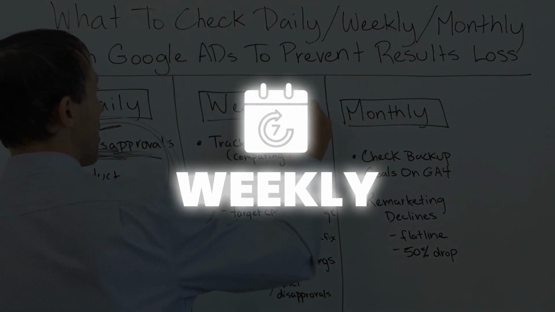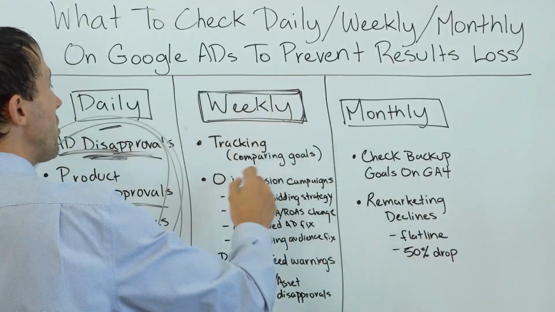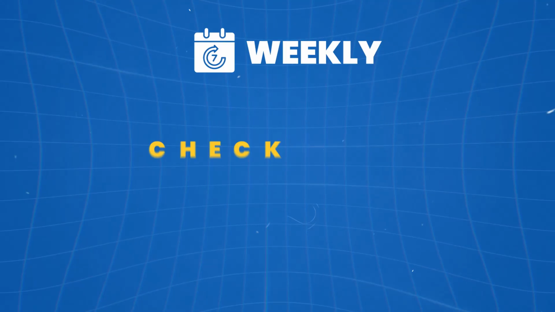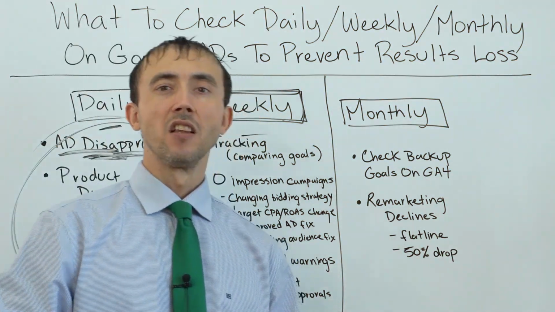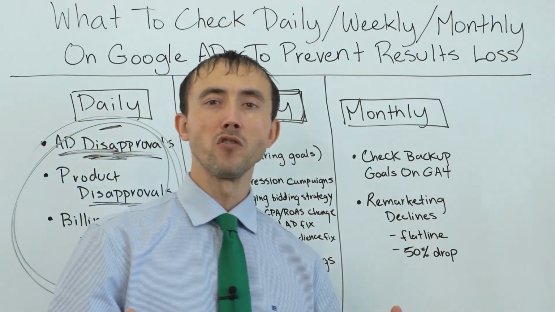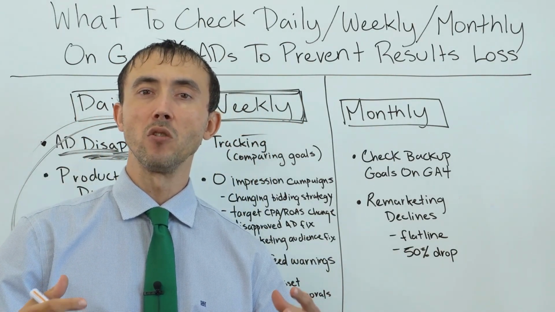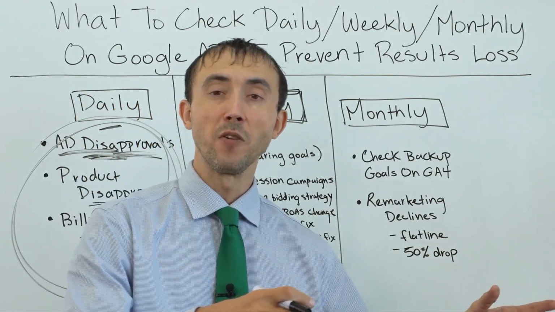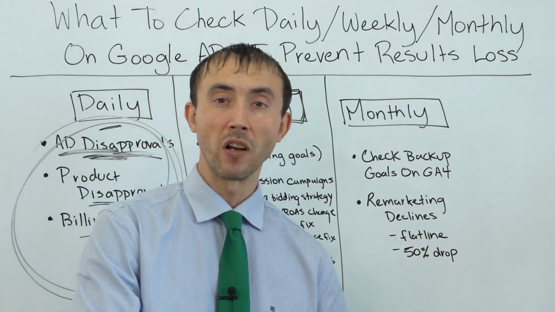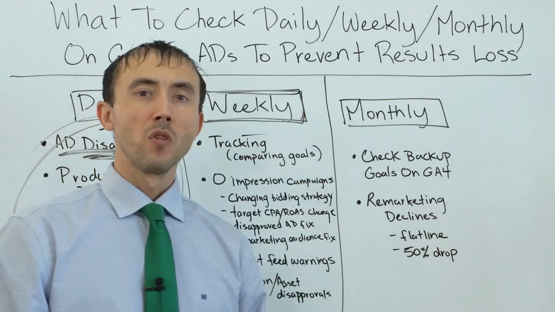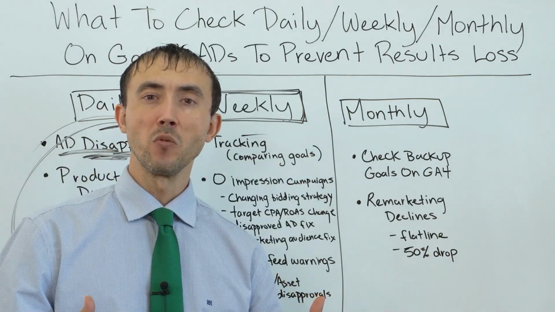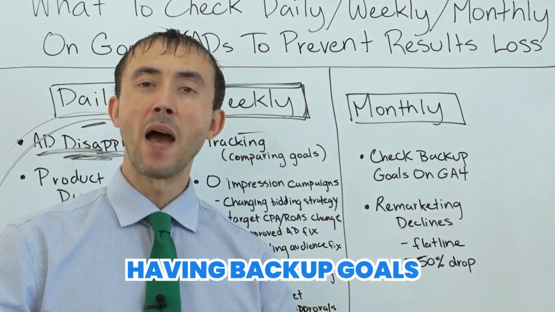Weekly, though, now going into the more complicated stuff. The first thing I would mention on a weekly basis is to check your tracking. Your conversion tracking is what all your campaigns are utilizing to run. And if your conversion tracking breaks, your ads will stop working. Not at first, but they'll slowly go off into left field. The only way to know if conversion tracking is truly working is to have backup goals.